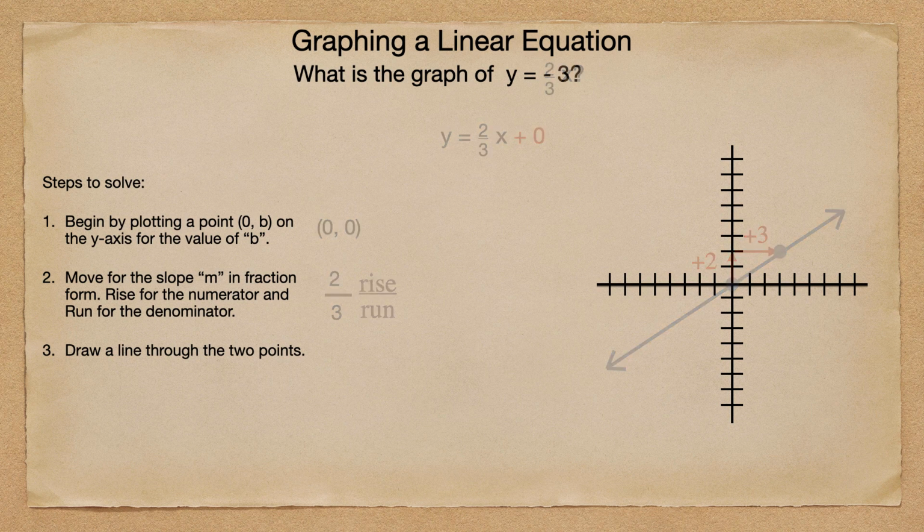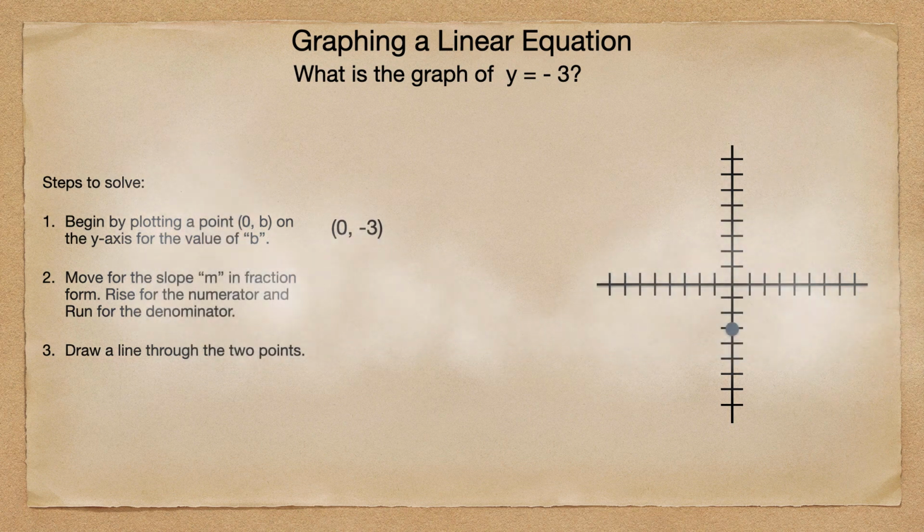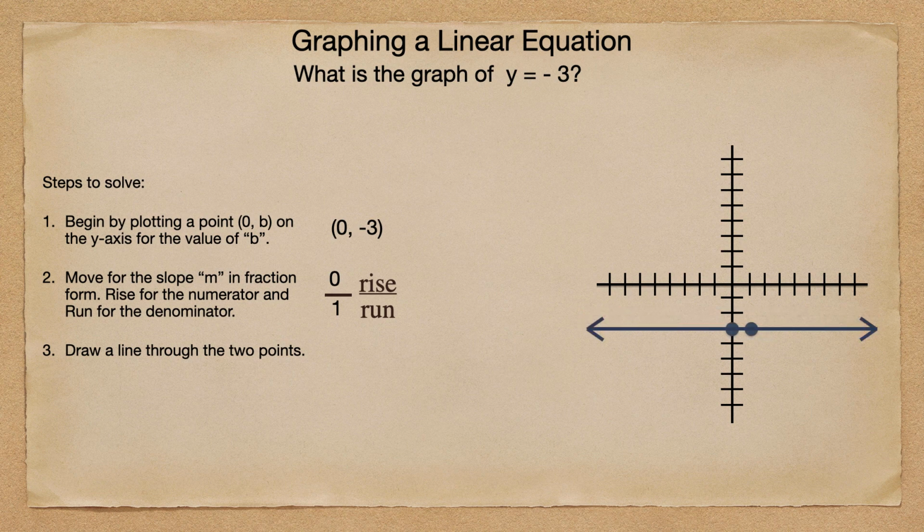Let's see what it looks like when there is no slope visible. Here we have y equals negative 3. We will begin by putting the y-intercept of negative 3 on the y-axis. And here the slope is there, but it is viewed as 0. So we will rise 0 and still run 1, which means we are going straight to the right, which will create a horizontal line.